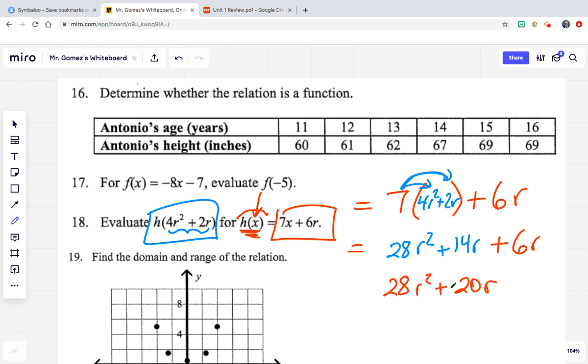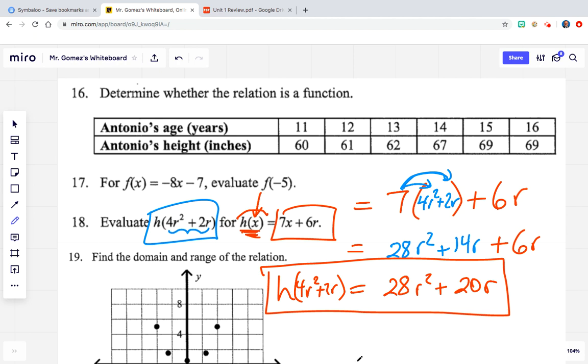And that's all we can combine because these are different terms. This is an r squared term, and this is an r. So you're going to leave it just like this. But again, just like I said in good practice on number 17, we're going to write it as h of 4r squared plus 2r is going to equal to that.